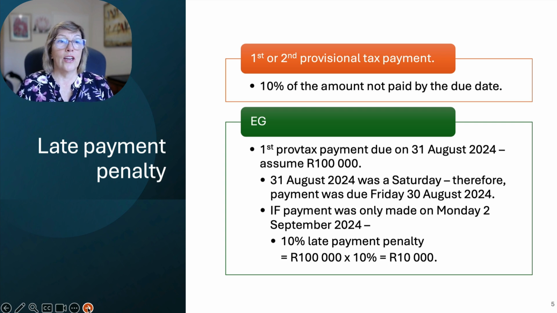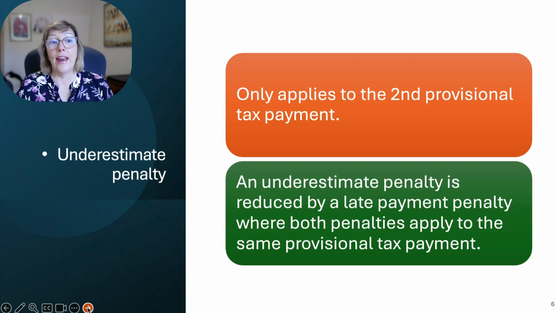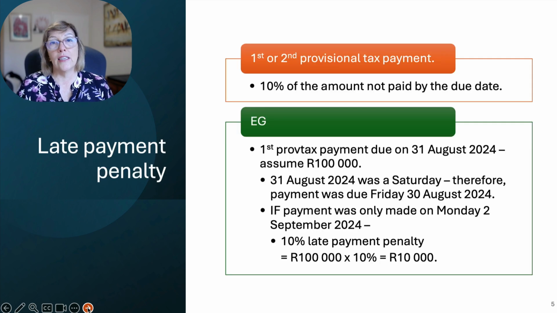So SARS would say, right, you should have paid 100,000 Rand by the 30th of August, in this case, the Friday. You didn't pay on time, so the late payment penalty kicks in automatically on the system, 10,000 Rand late payment penalty. So that can be quite nasty. Now, as I say, it is possible in some circumstances to apply for a remission, but it's quite a process and you have to motivate, and it's not always guaranteed that you're going to get that penalty reversed. So you need to be really careful to try and avoid that penalty by making the requisite payment on time.